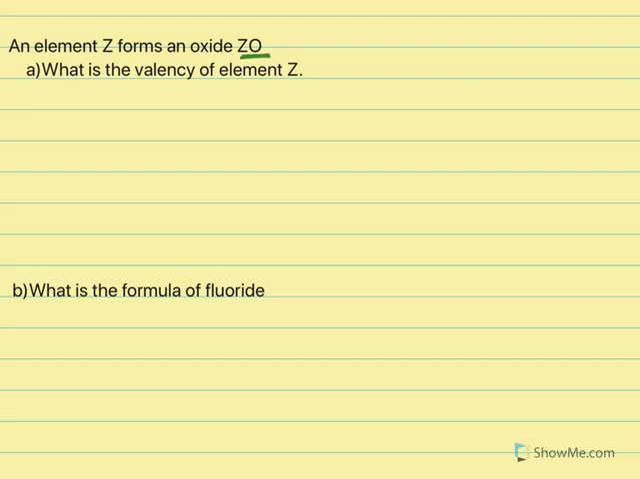An element Z forms an oxide ZO. What is the valency of Z? So we don't know the valency of Z, but we know the valency of oxygen is 2. And since it's given ZO, both must have been 2 and 2. That's why they took common out, and then you got your formula of ZO. So the valency of Z must be 2.